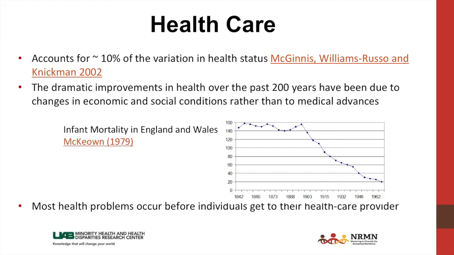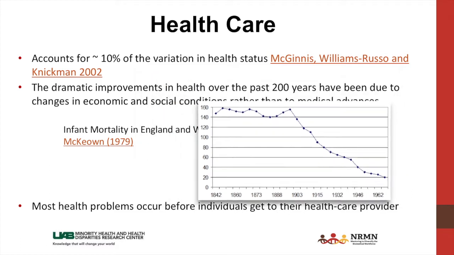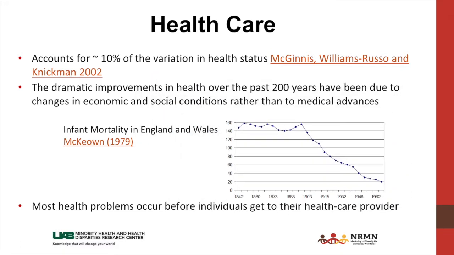So for example, the 10% of the variation of health status due to healthcare is not that much, but the dramatic improvement in health over the past 200 years have been due to changes in economic and social conditions. For example, from this study that was done in England, the drop in the infant mortality rates were not due to advancement in health care. It was just due to having cleaner water and the recommendations of washing hands. So most health problems actually occur before individuals get to their healthcare provider.